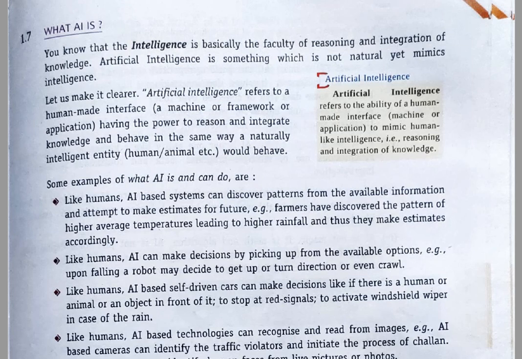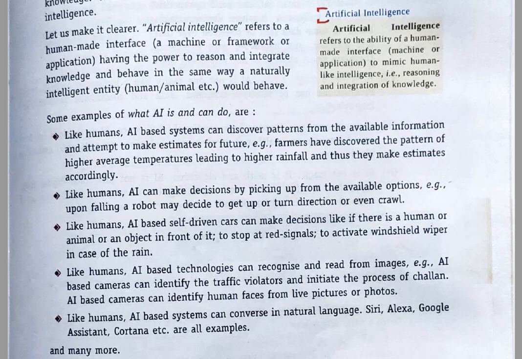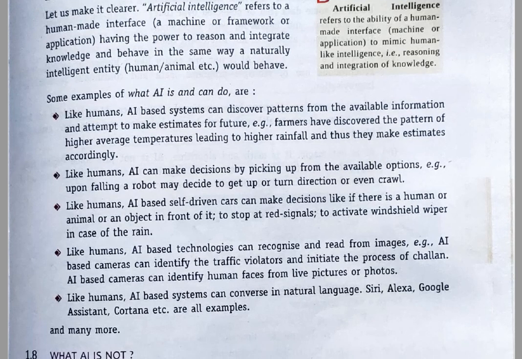And what is human like intelligence? It is reasoning and integration of knowledge. So this is artificial intelligence. If a human made interface can mimic human like intelligence, then it is termed as artificial intelligence. So we can see the examples of Siri and Alexa. These are the voice assistants. Self-driven cars by Tesla are very popular these days in foreign countries. So this is an example of artificial intelligence.